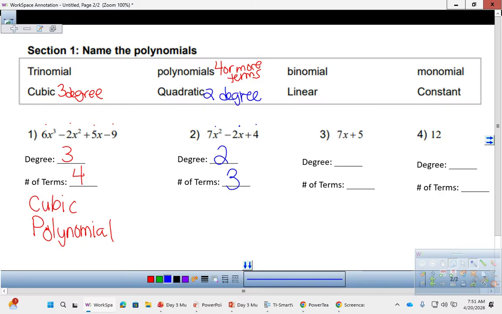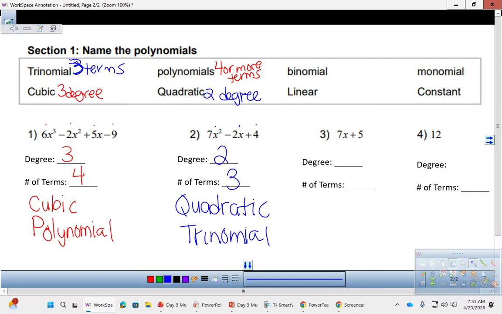And what about 3 terms? Andrew? Trinomial. So I'm going to put those two words together, and I'm going to call this a quadratic trinomial. What degree is this one? Because I don't see an exponent. What number is the degree?